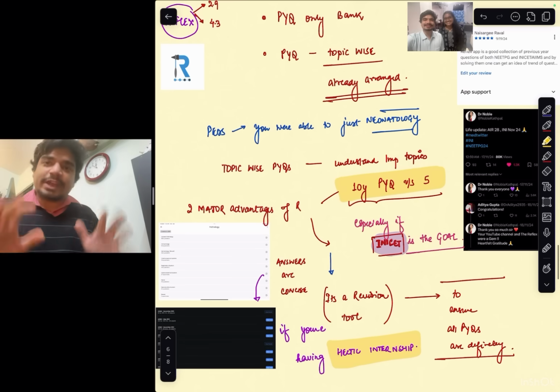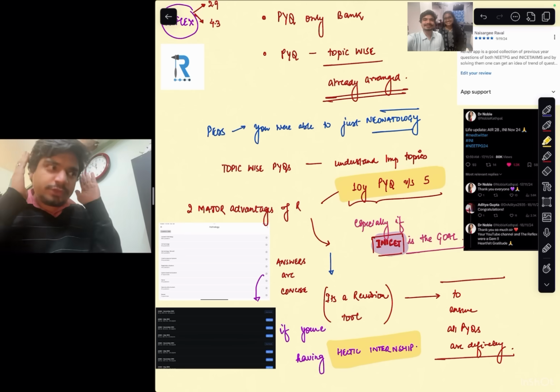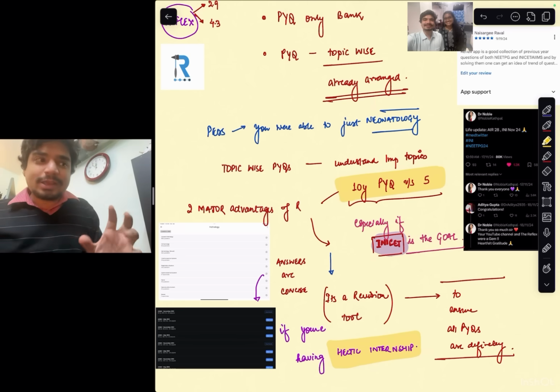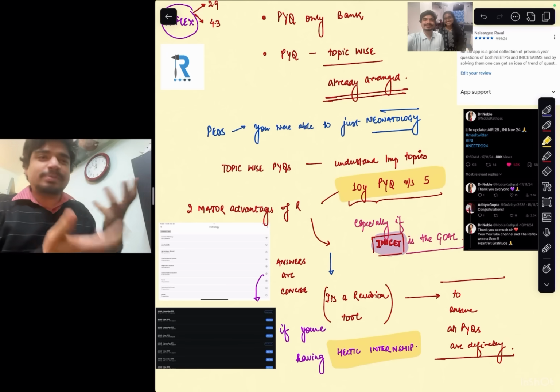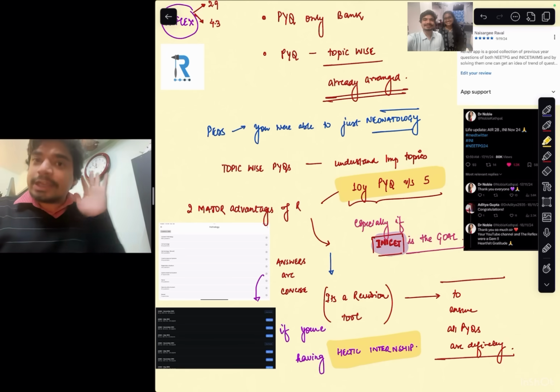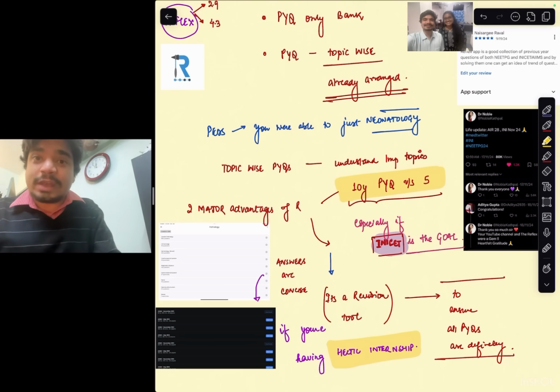Now coming to Reflex. Remember, Reflex is an app which I created for PYQs only, so that you first do the PYQs very thoroughly and then move to the important topic modules. I wanted to price it very low, around 1,000 rupees. We have increased the price a little bit because it was bleeding money. Reflex is a PYQ-only bank. There are no additional questions, and it has 10 to 12 years of questions.